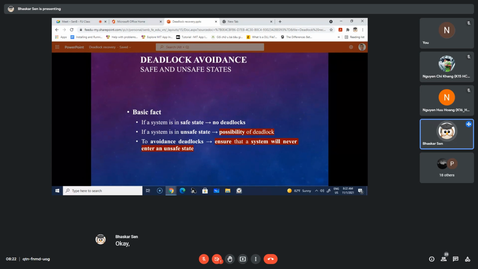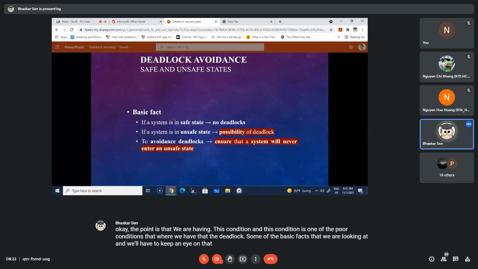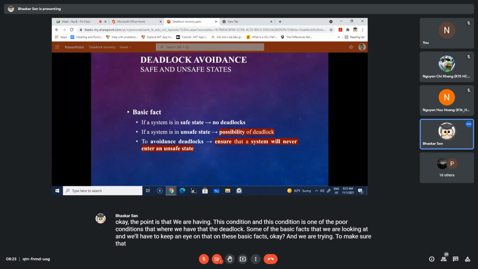Okay, the point is that we are having this condition, and this condition is one of the 4 conditions where we have the deadlock, and some of the basic facts that we are looking at, and we'll have to keep an eye on these basic facts. Okay. And we are trying to make sure that we stay safe all the time, as much as possible.